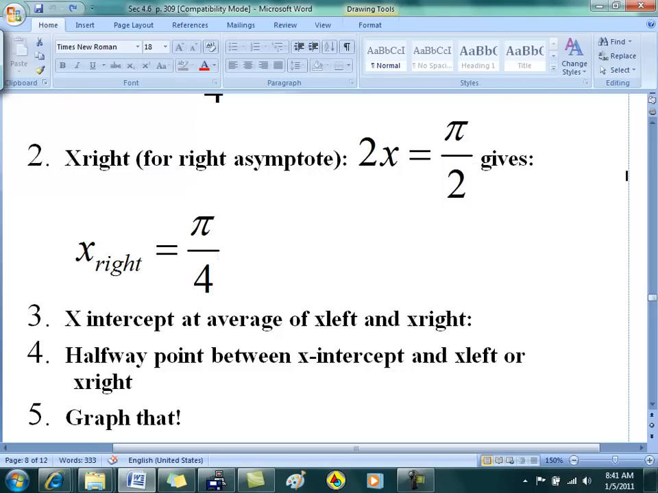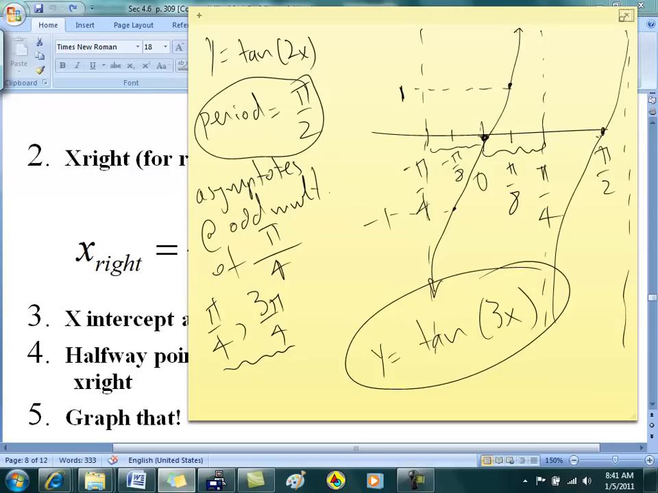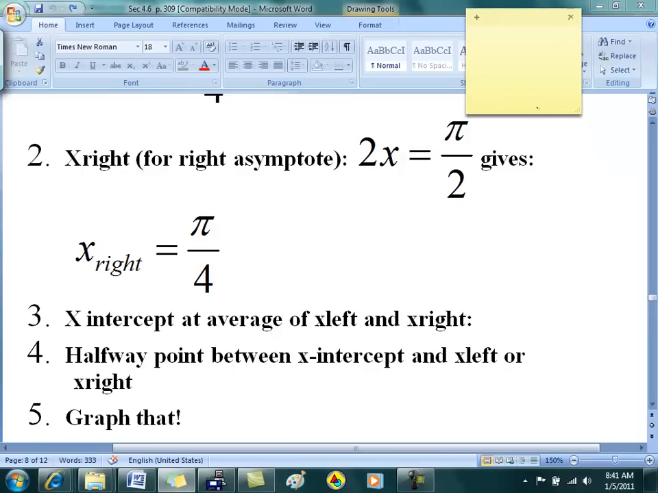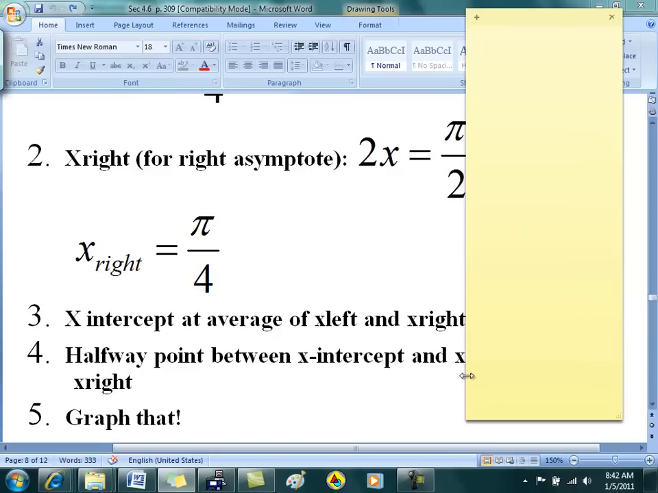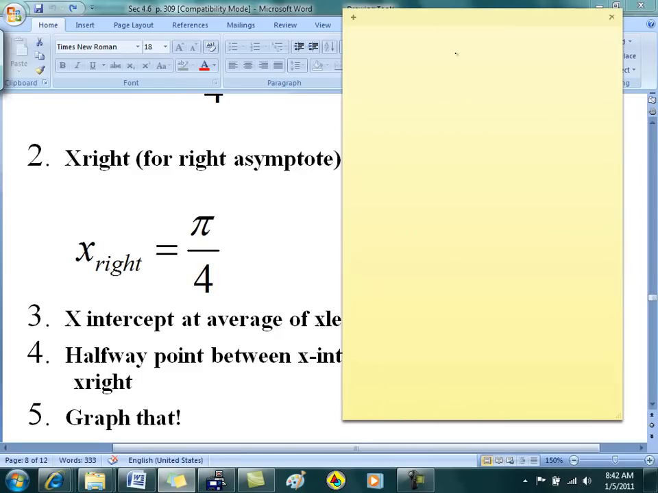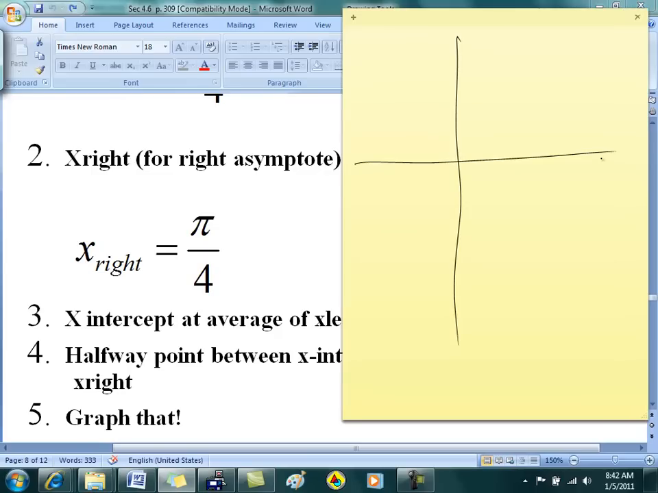Okay, so let's bring up a notepad here. Our left asymptote is going to be at negative pi over 4, and the right one's going to be at pi over 4. Okay, let's put our things down. Here's my x-axis, here's my y-axis. My right boundary is at pi over 4. My left boundary is at negative pi over 4. This is where my asymptotes are going to be.